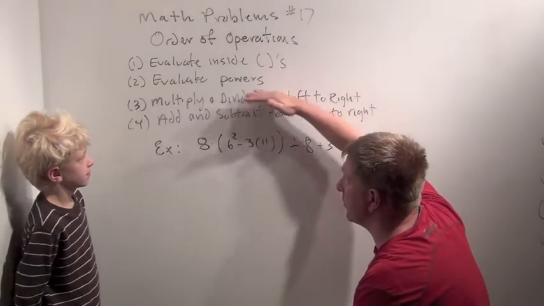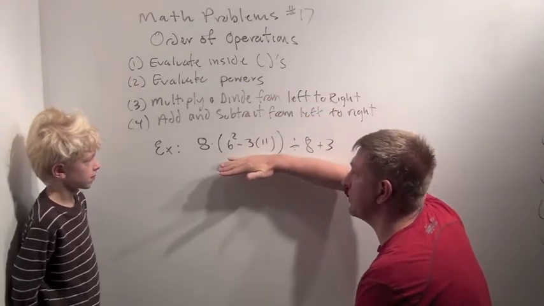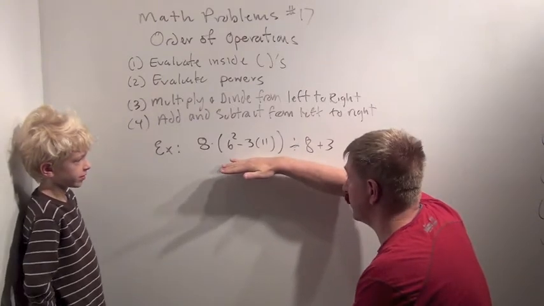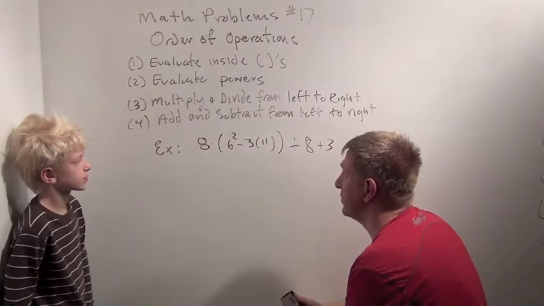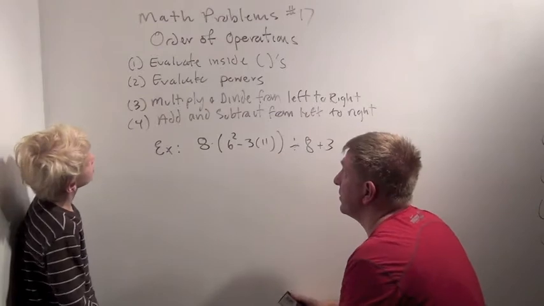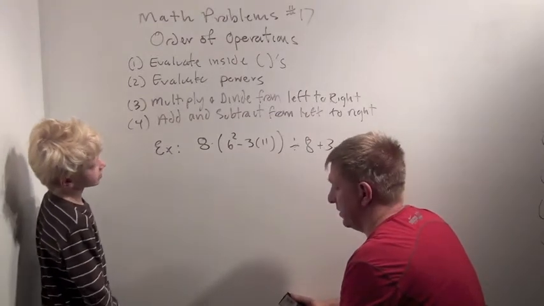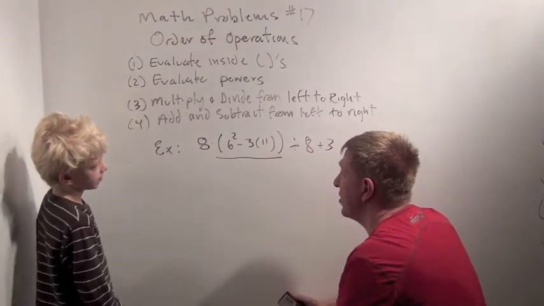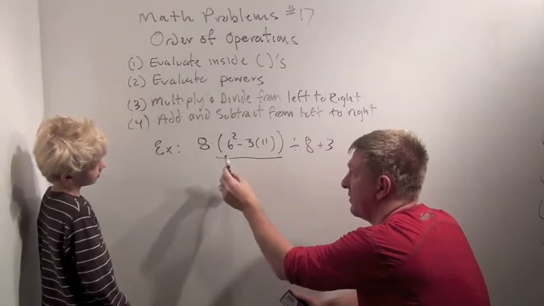Because without these 4 rules, nobody would know what this expression means, even though it's kind of crazy. So let's see if we can follow the rules. What's the first thing we do? We evaluate inside parentheses. Okay, so we see some parentheses. Now we have to evaluate just inside these parentheses, ignoring everything else.